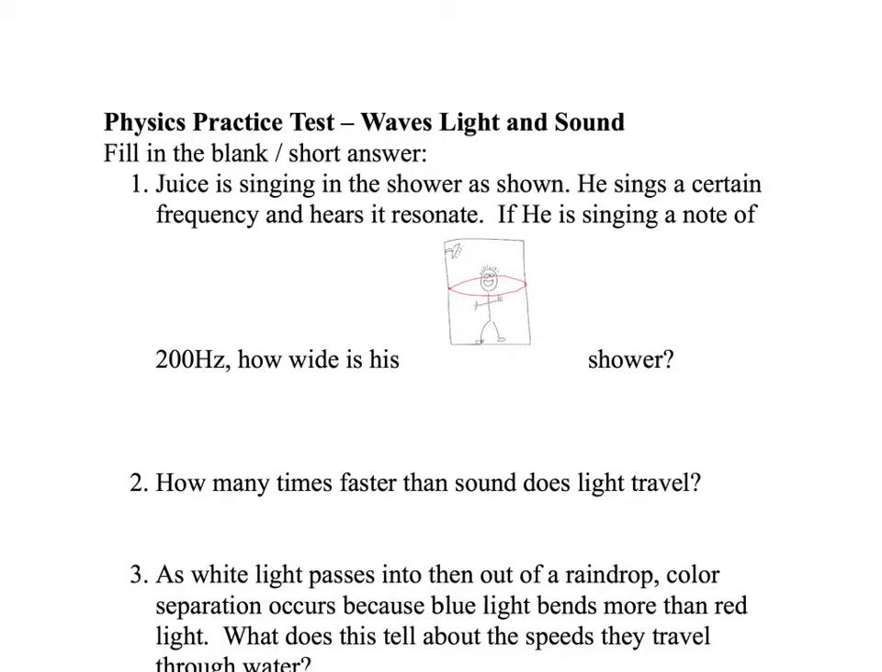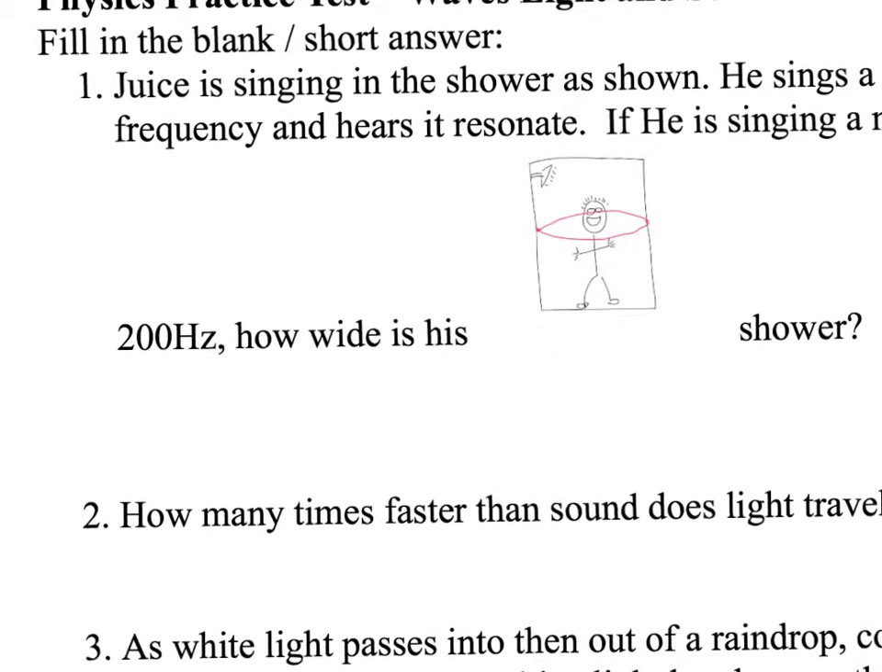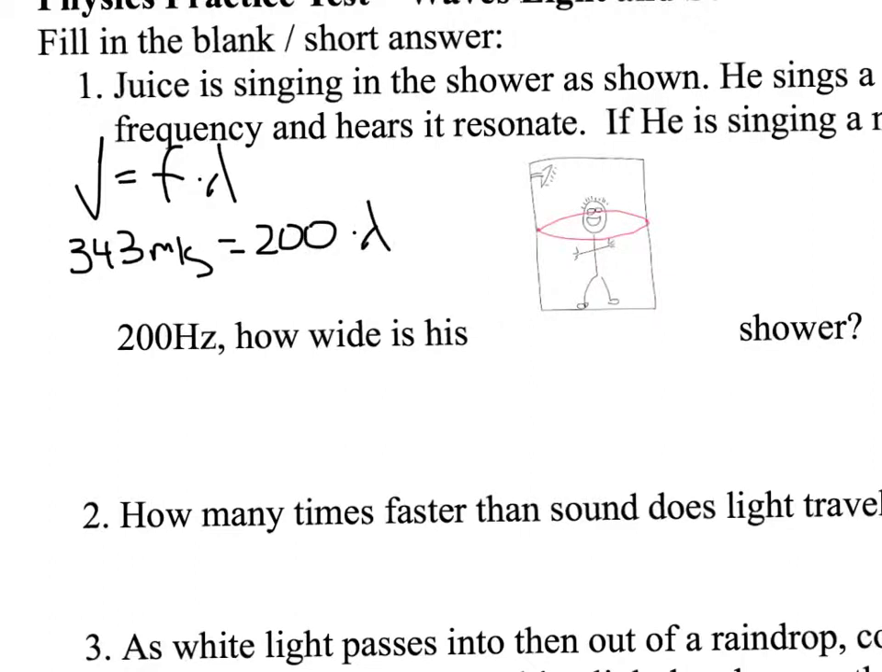Okay, here's our practice test. Question number 1, we're going to use this relationship. The velocity is equal to the frequency times the wavelength, where the velocity for speed of sound is 343 meters per second. The question tells us that he sings with a frequency of 200 hertz. So from that we can find wavelength by dividing.